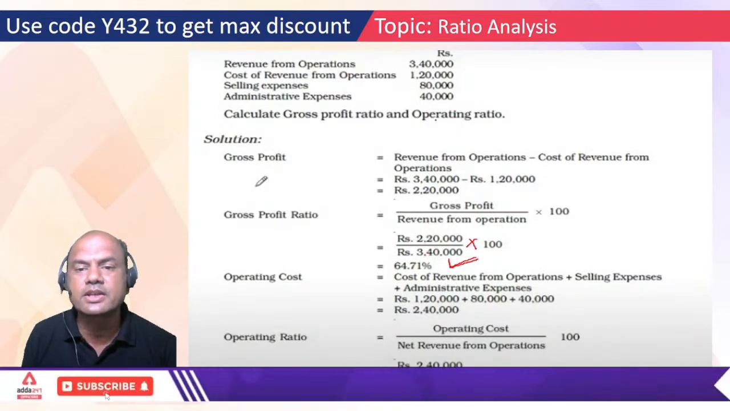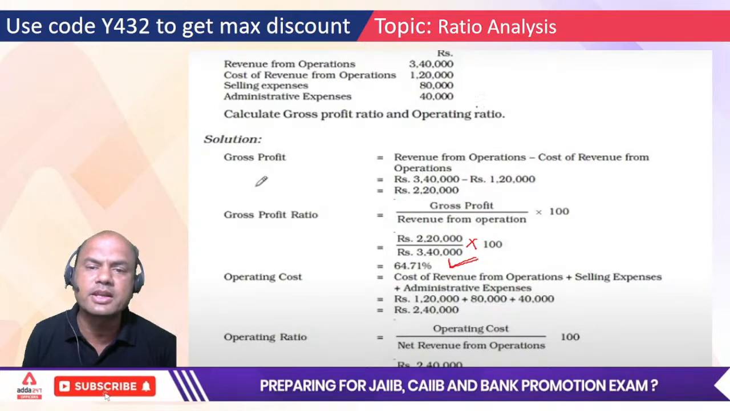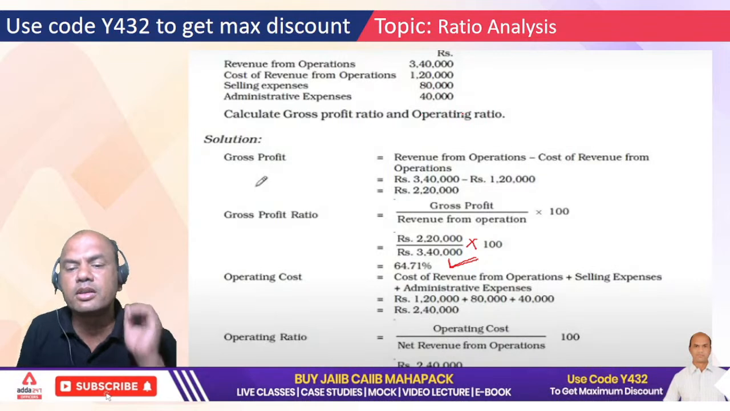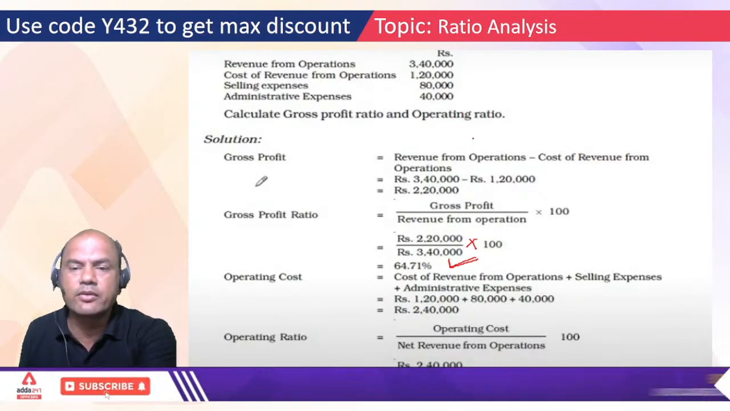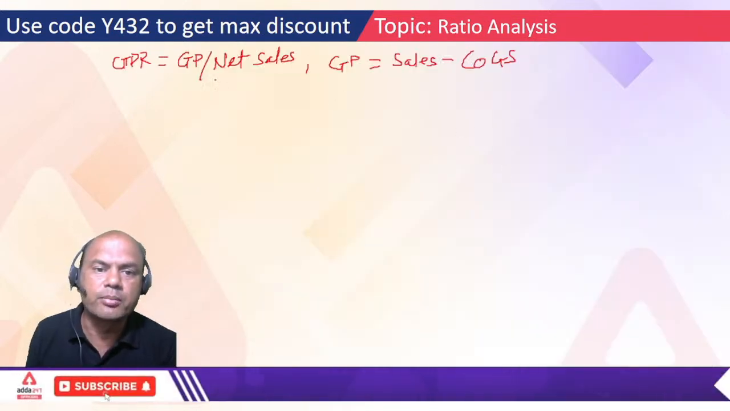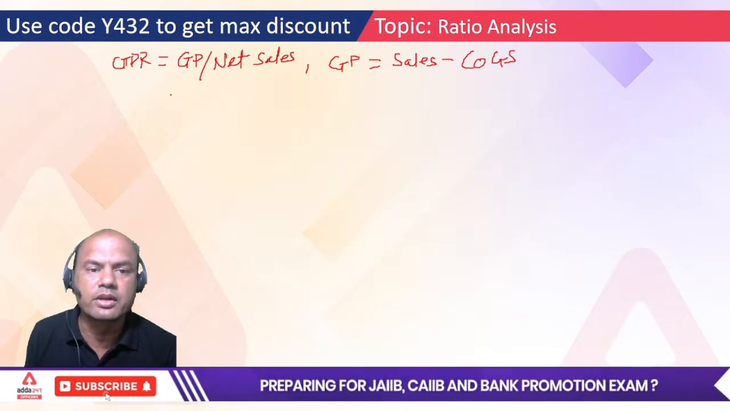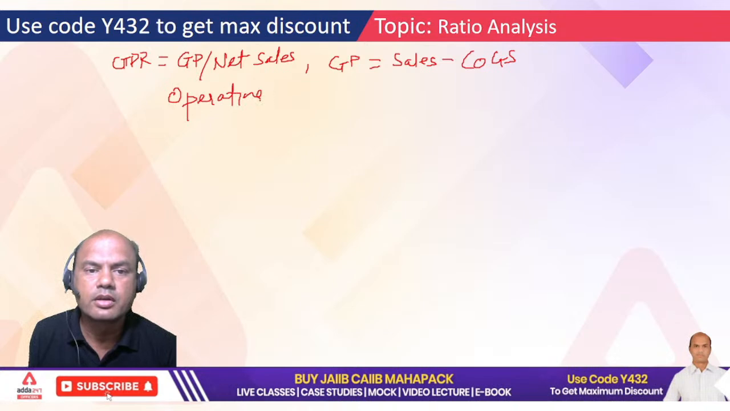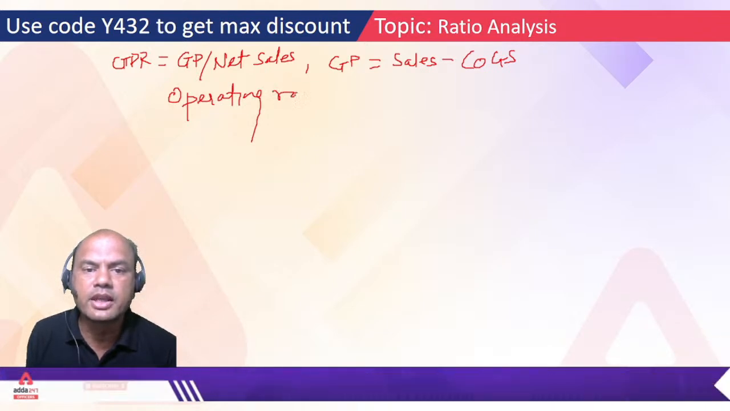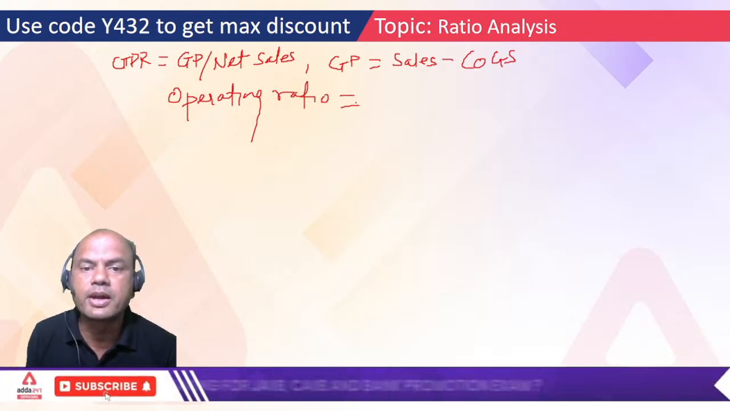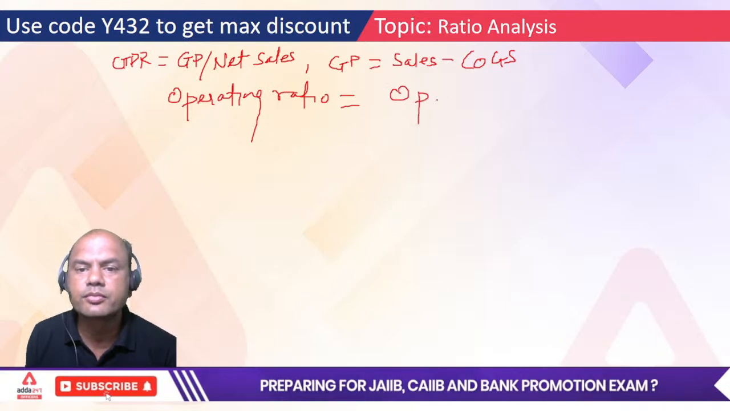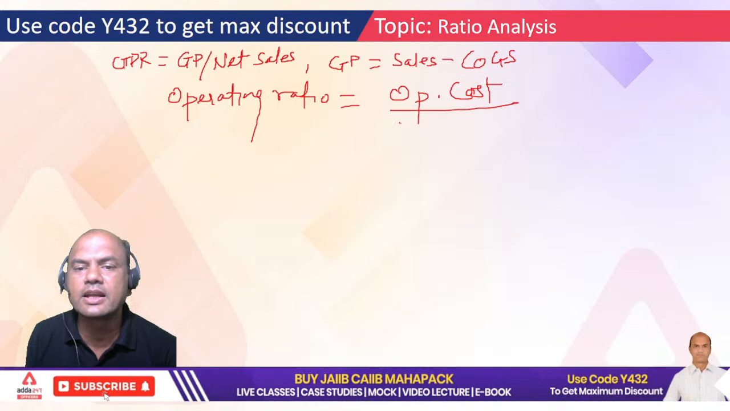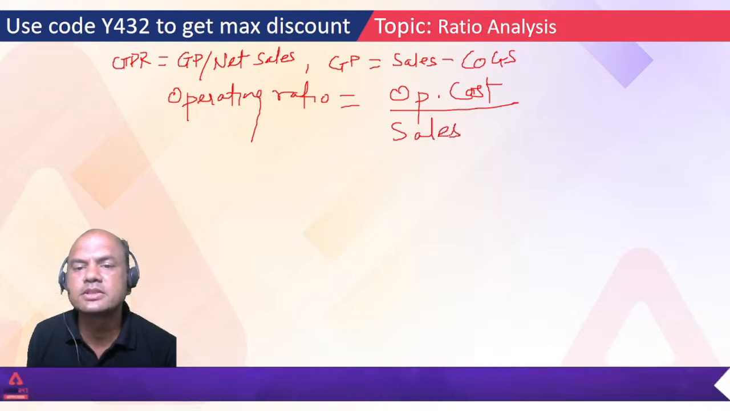Let's move on to the second ratio, operating ratio. What is the operating ratio? Operating ratio means operating cost upon net revenue, meaning sales. So operating ratio equals operating cost upon sales. I'll directly write it in simple words, upon sales.